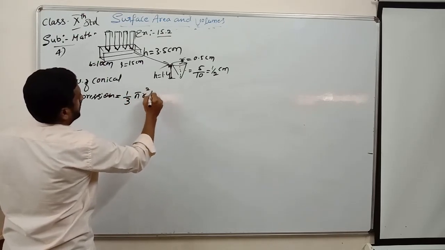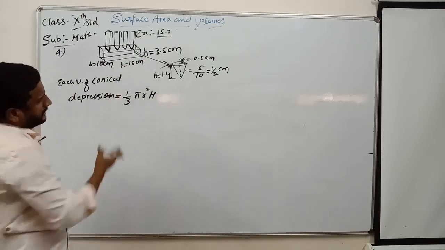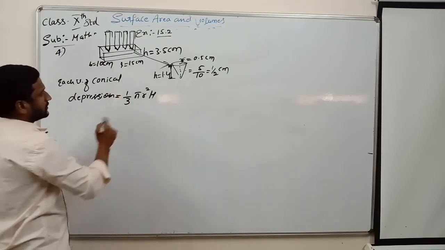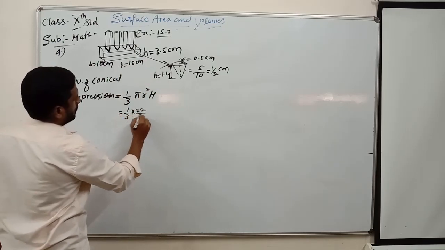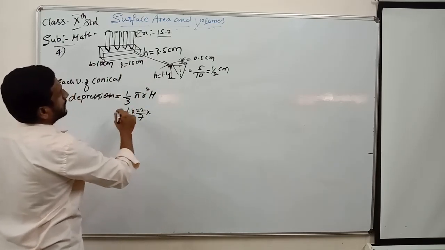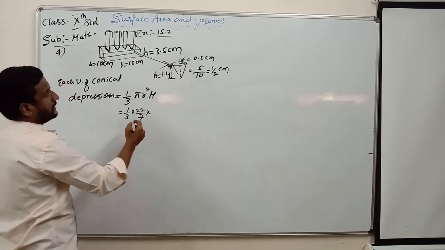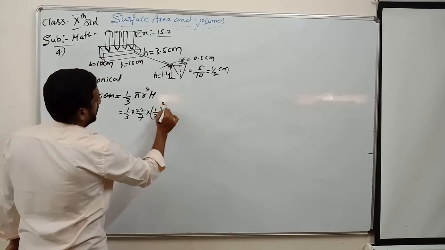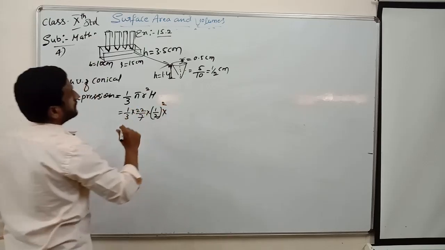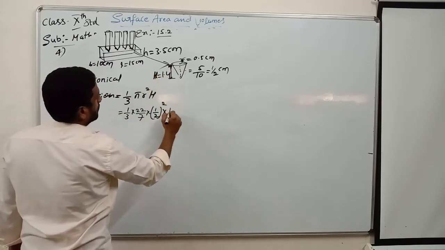So this is capital H. You can take this small h. I took here the height of the cuboid, and here you can take capital H. So that is equal to 1 by 3 into 22 by 7 into r value. What is the radius here? 5 by 10, or nothing but 1 by 2. 1 by 2 square into the height. The capital height is the height of the cone, that is equal to 1.4.